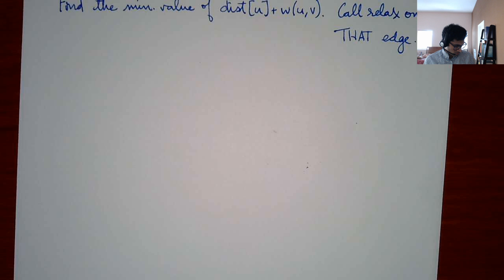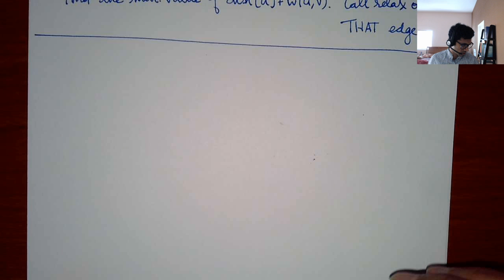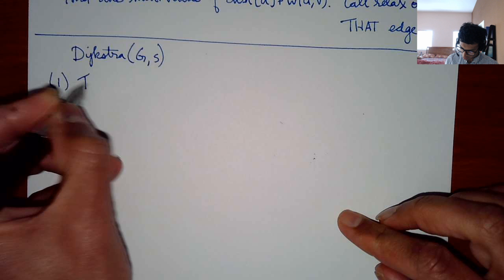So again, this is not entirely obvious. You will need to go and run this on a small example. So let me now describe Dijkstra's algorithm, starting from the graph and S. So first step is we initialize dist and predecessor arrays.